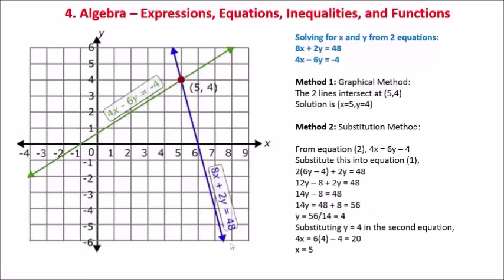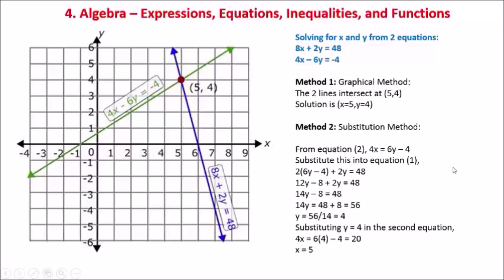Now I substitute this y in the second equation. So y equal to 4. So I substitute, so 4x, right? 4x equals, so 6y, 6 times 4, that is 24. Then minus 4, that's 20. So 4x equal to 20. I don't like 4, so I divide both sides by 4. So x equal to 5. So x equal to 5, y equal to 4. That's what exactly we got using this graphical method.